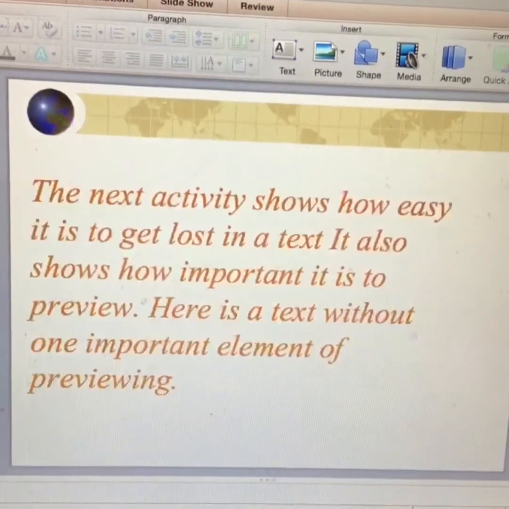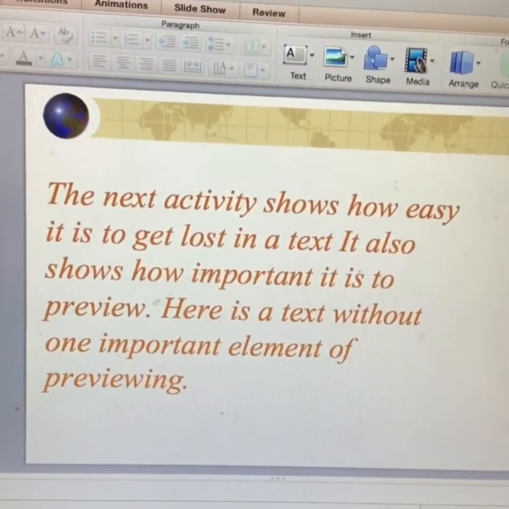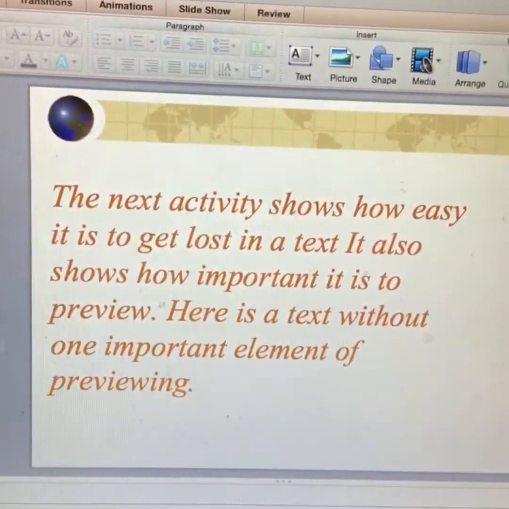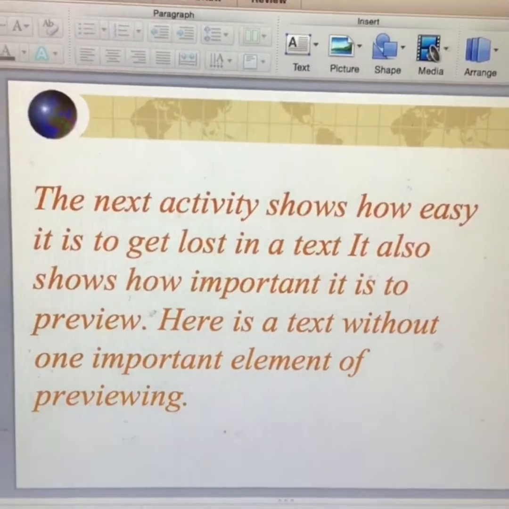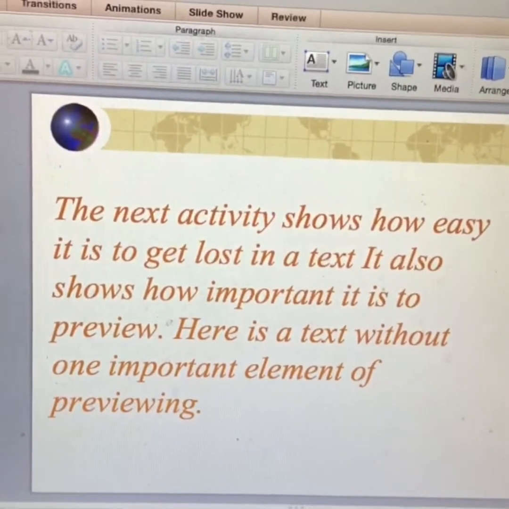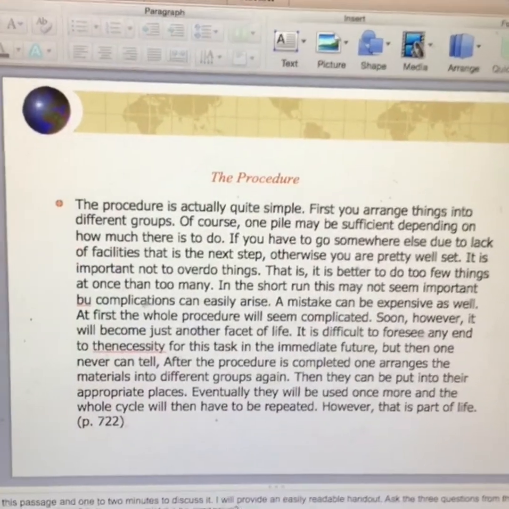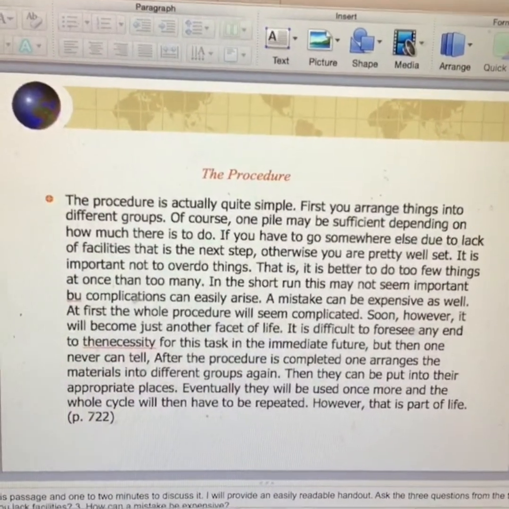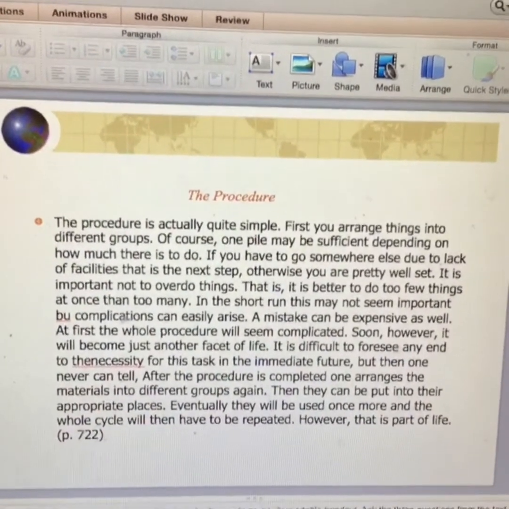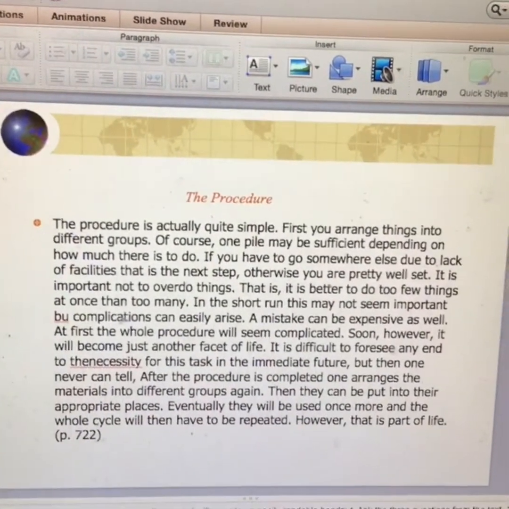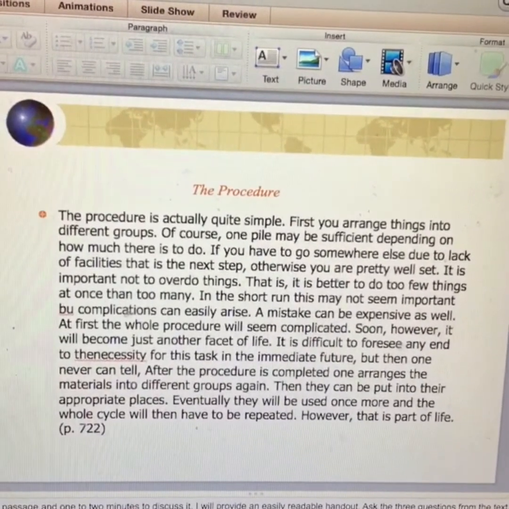Now we're going to work through that together, and as an example, I am going to show you a text that it is impossible to use this strategy of previewing with. So I want us to take a moment and read this paragraph together. Now I've given you a handout with this paragraph because I realize this font might be kind of small for you. But I want to give you a minute to read this paragraph and see if you can figure out what is the procedure that they are talking about.